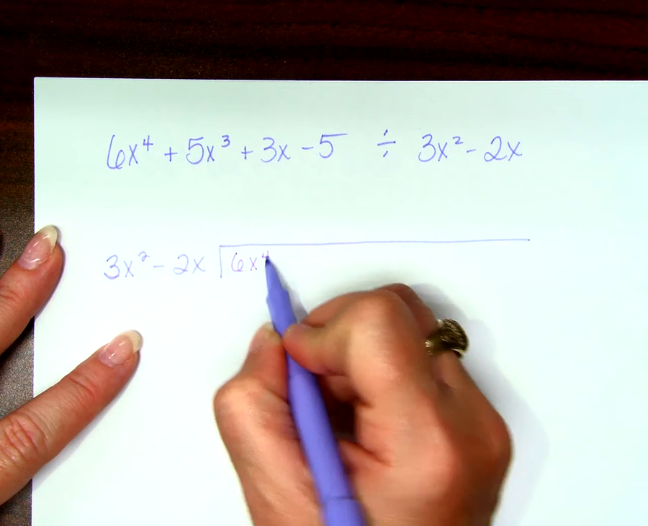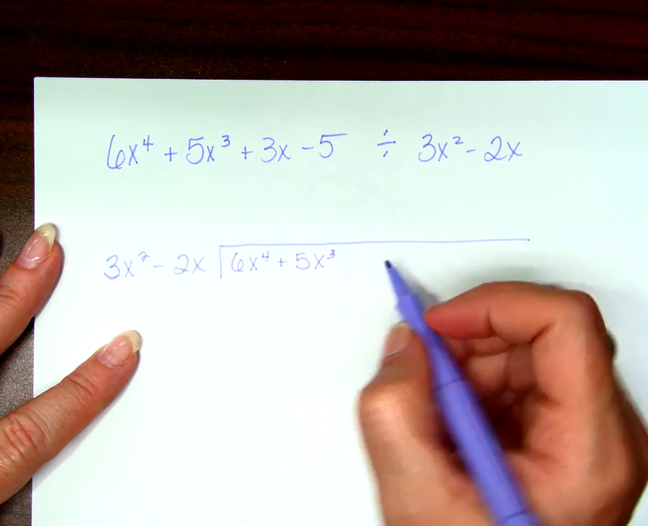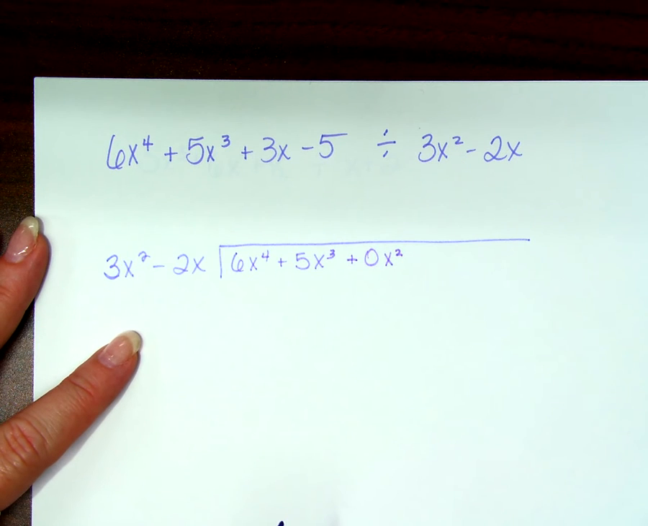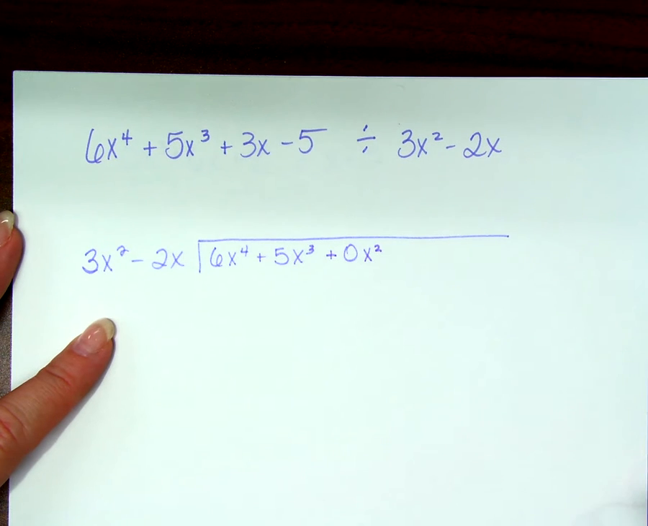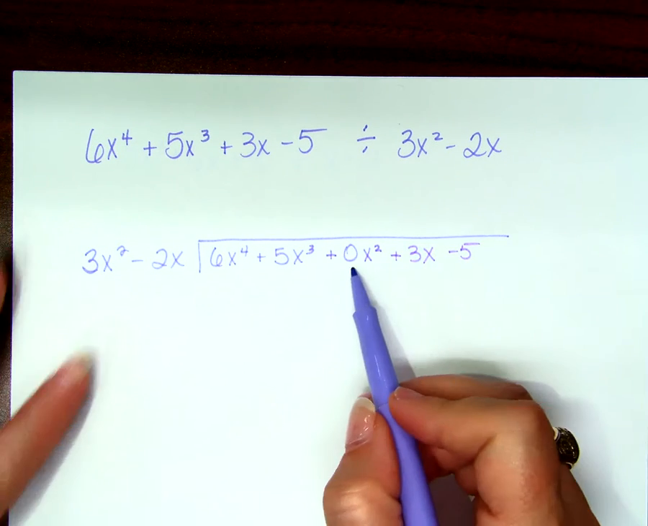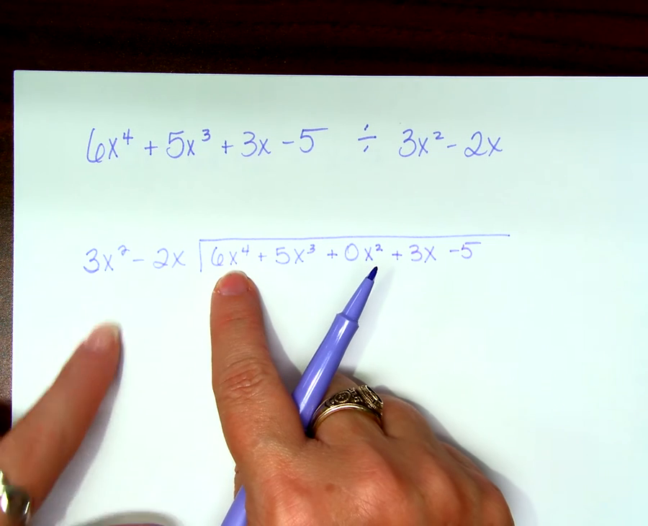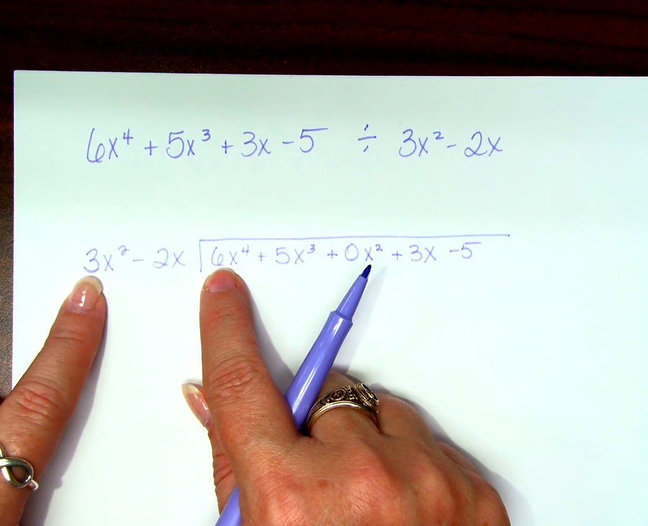6x to the 4th plus 5x to the 3rd. We don't have an x squared term, but we need to make an x squared term. So I'm going to put in 0x squared, because that's the only thing I can add to a problem without changing its value. And then 3x, and then minus 5. So make sure you have those placeholders there for terms that you need. All right? Now start from the beginning. Divide the first term on the inside by the first term on the outside. What's 6 divided by 3?